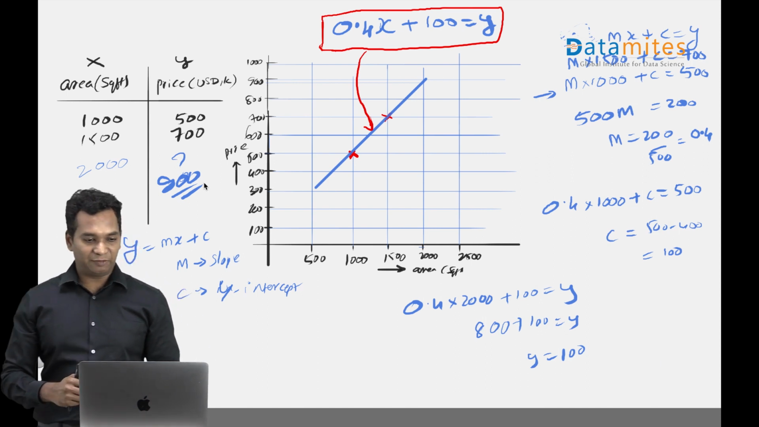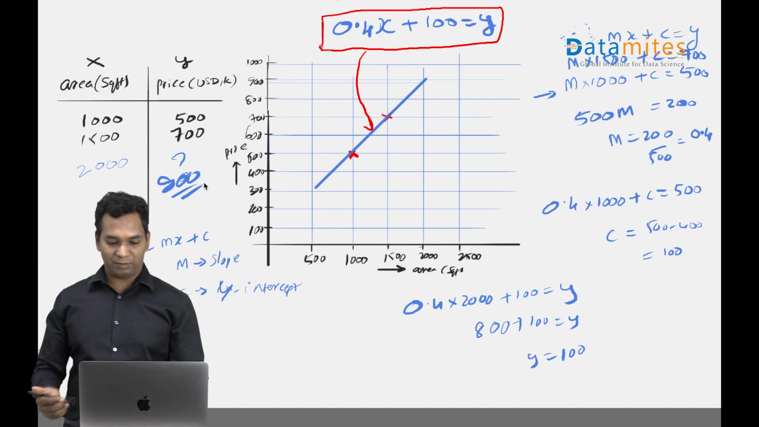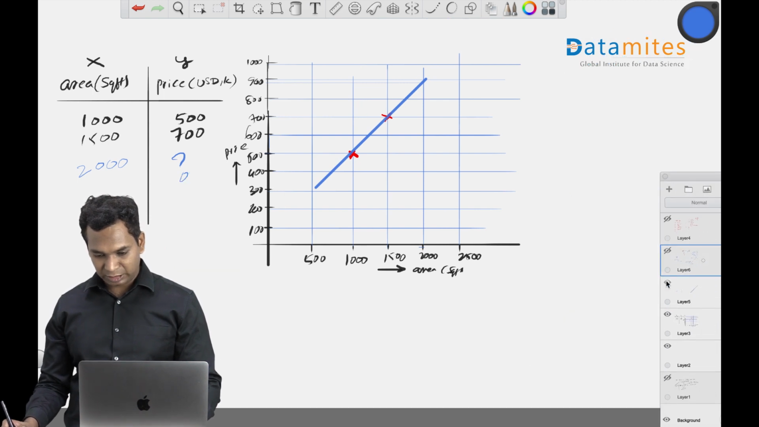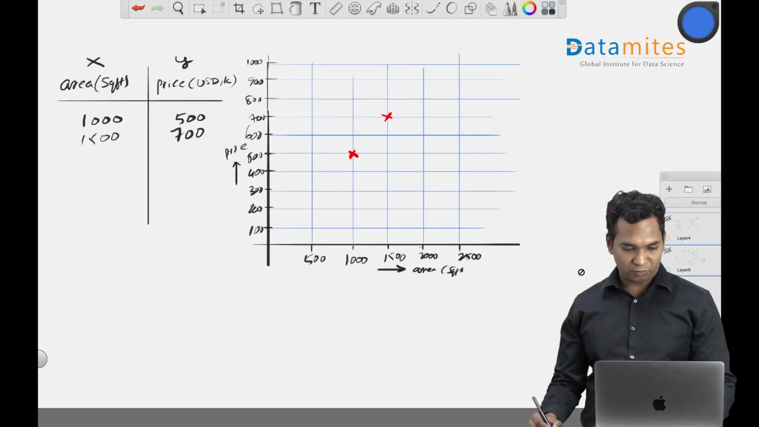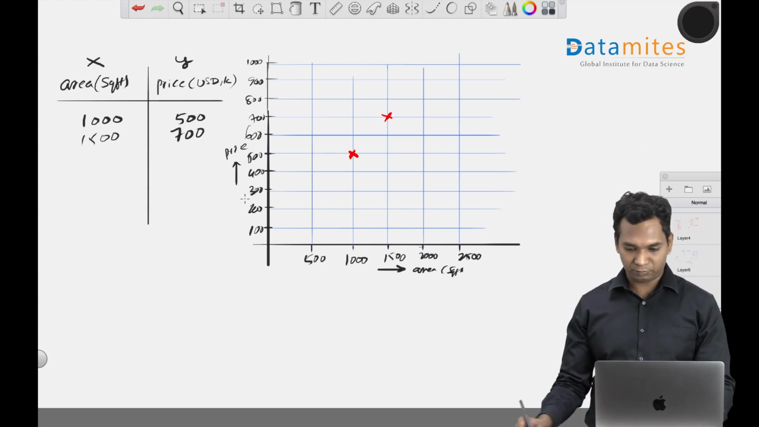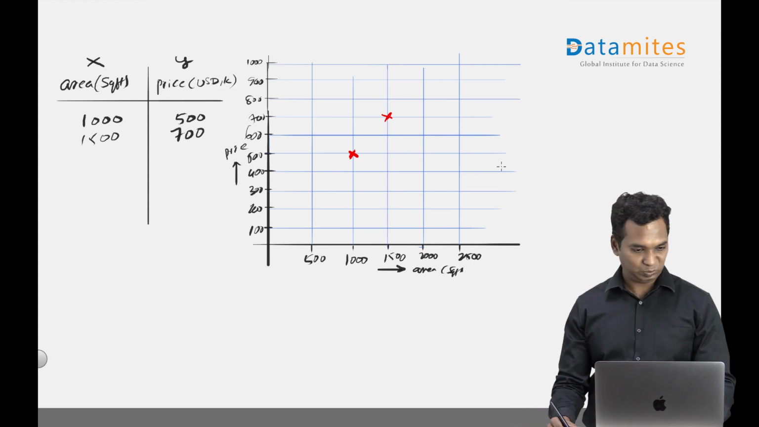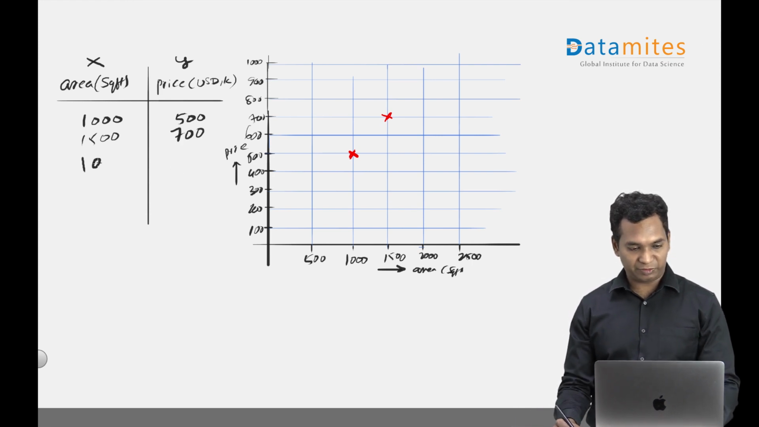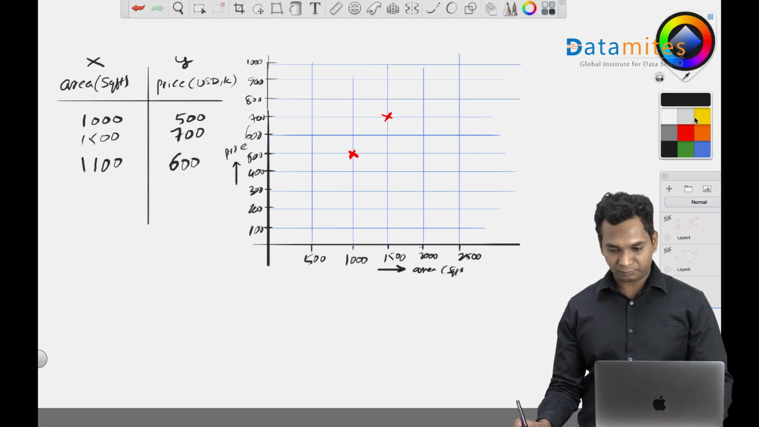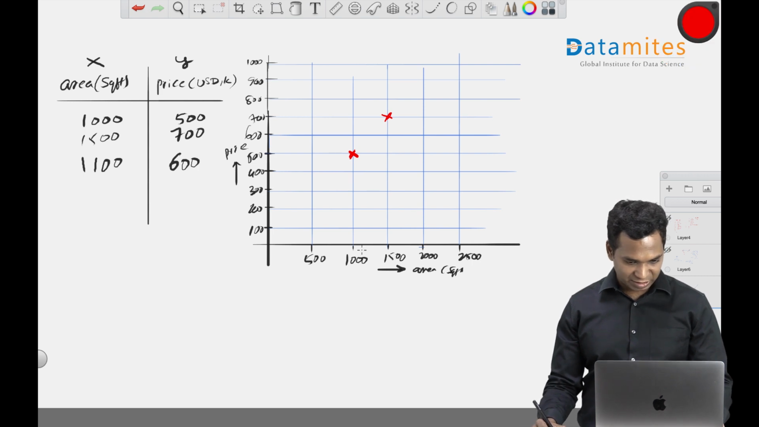But what if you have more than 2 points? For example, same example. Now let's assume that you don't have all of this. You have one more point given to you. So I have another point which is 1100 square feet, in another apartment. The data is available and that's costing you, let's say, $600. So if you try to plot this, you have another point which is 1100. So somewhere here, I guess.